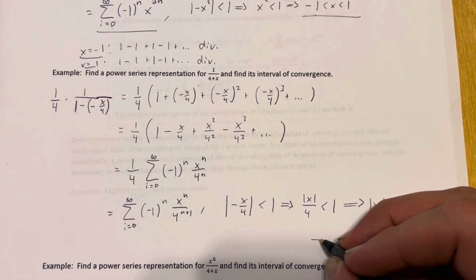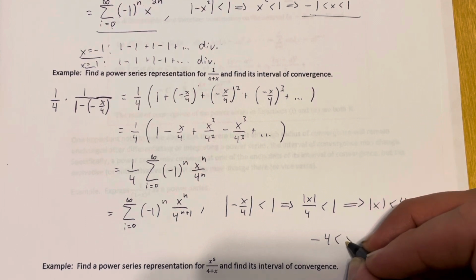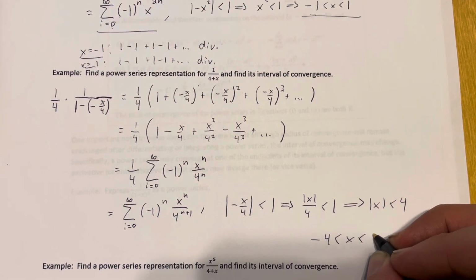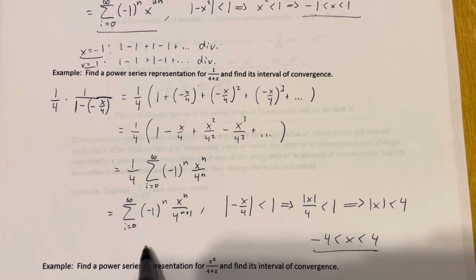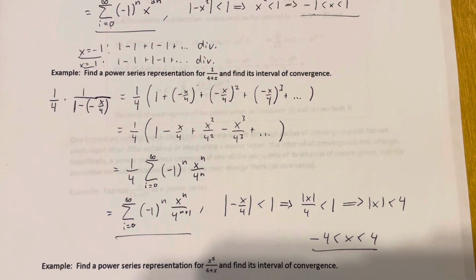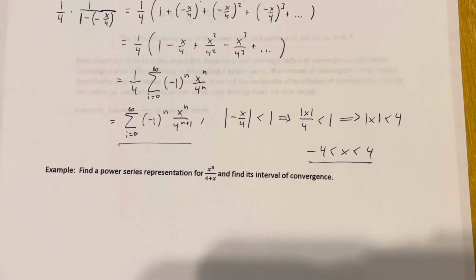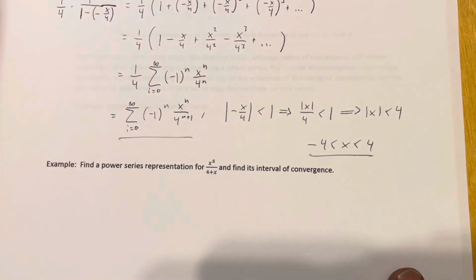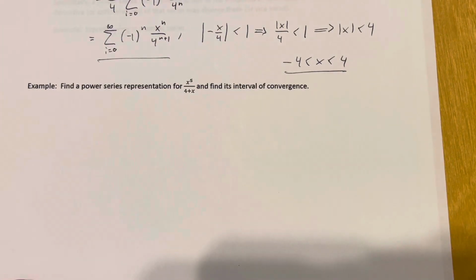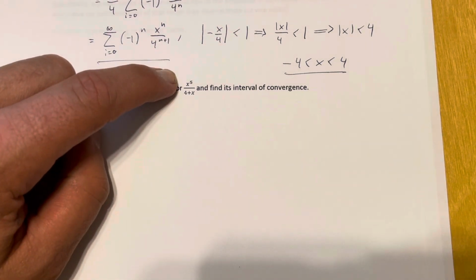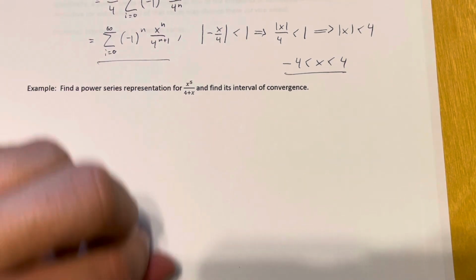So my interval of convergence is this. x is between -4 and 4. Interval of convergence, power series. All right. So far, so good. Now take a look at this next one. We want to find a power series representation for x to the 5th over 4 plus x.